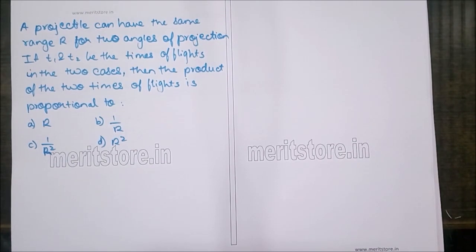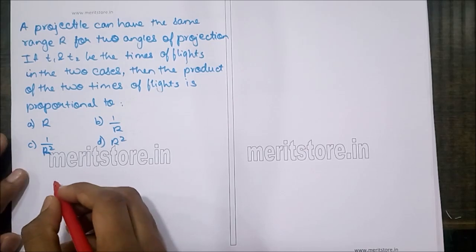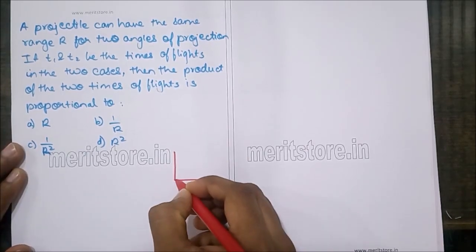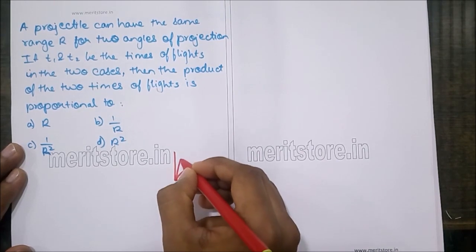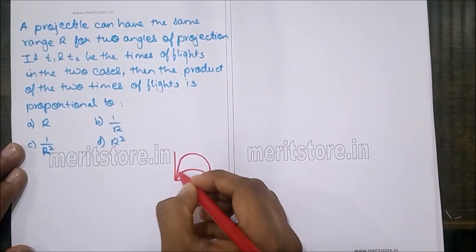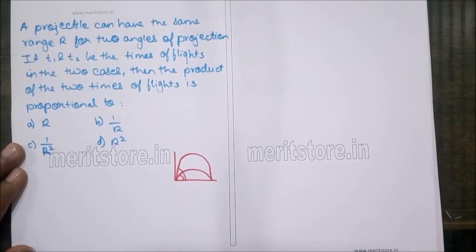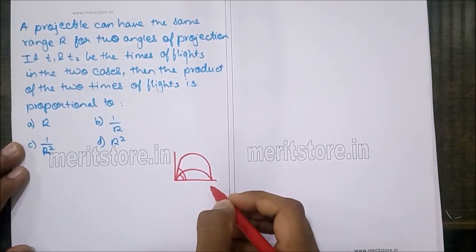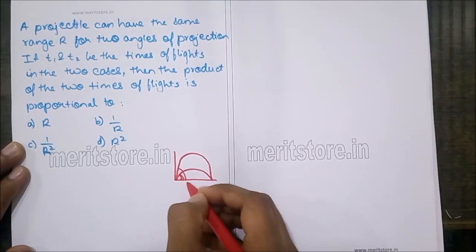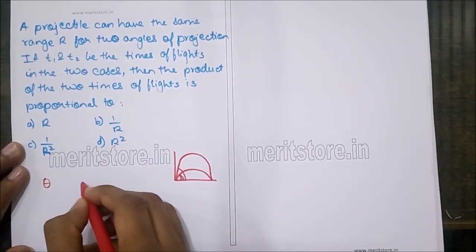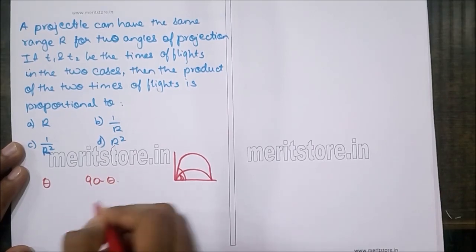A projectile can have the same range R for two angles of projection. If T1 and T2 are the times of flight in the two cases, then the product of the two times of flight is proportional to 1 by R, 1 by R square, R and R square. For two angles, if the horizontal range is the same, it means that the angles are complementary to each other. So if one angle is theta, the other angle would be 90 minus theta.